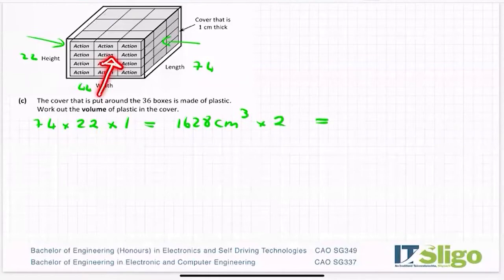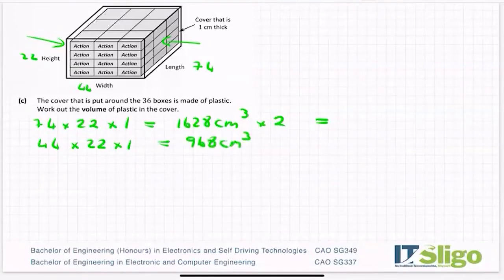When I look in from this side, I see a 44 by a 22. And remember, the plastic is 1 centimeter thick again. So 44 by 22 by 1. And I get 968 centimeters cubed, and I have 2 of those faces.